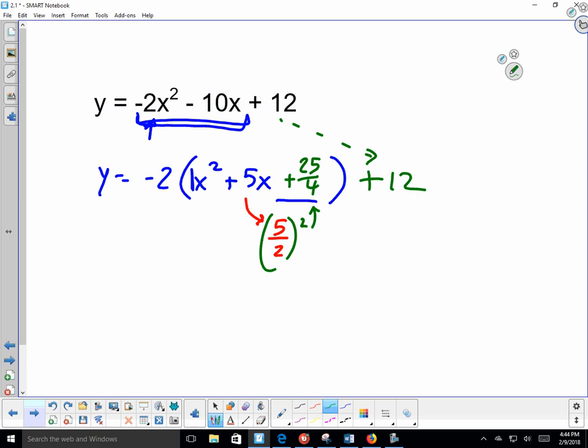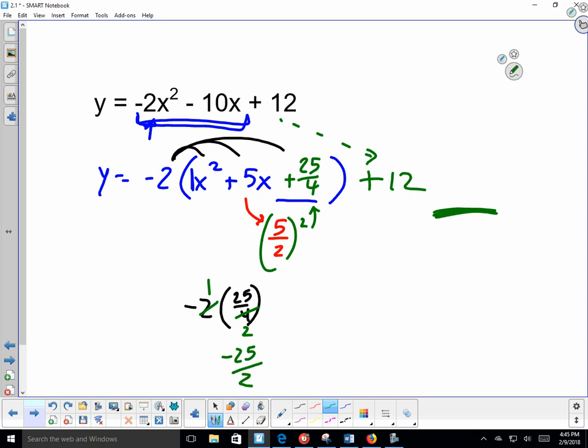I just added something to the function, and I've altered the right side of this equation. So what I'm going to do is figure out what I'm going to have to add or subtract over here to counteract this. Well, what did I really add to the function? I really added, remember, this negative 2 is getting multiplied by everything in the parentheses. So I really added a negative 2 times 25 fourths, which would be, let's see, 2 goes into 2 once, into 4 twice. That's really negative 25 halves that I added to the function. So to counteract that, I'm going to have to add a positive 25 halves out here.